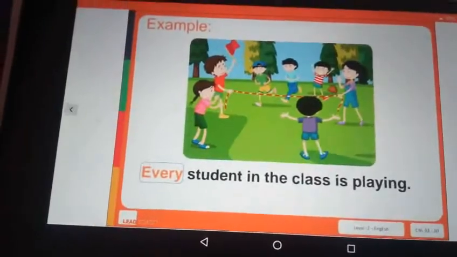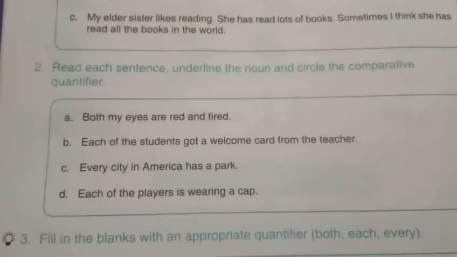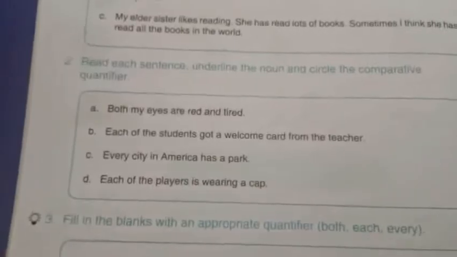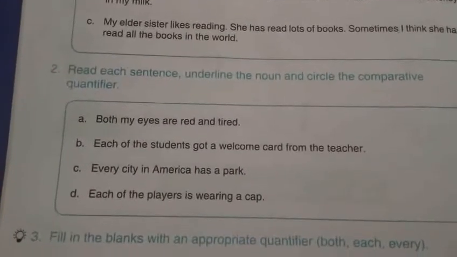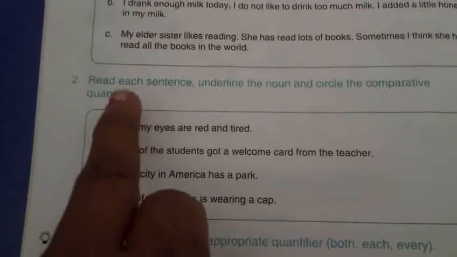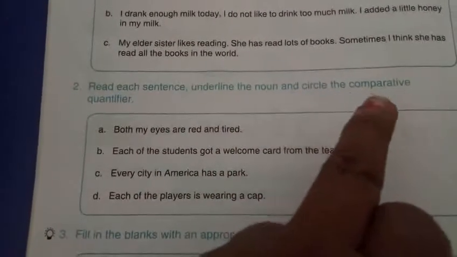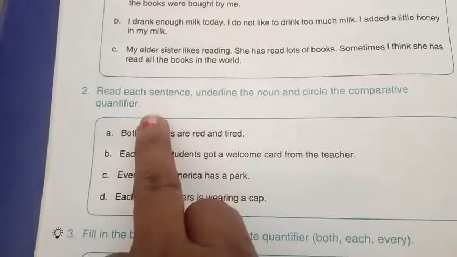What we learned in that CRL: every, each. Which words? Both, each, every. We have to do one worksheet from this. You will take worksheet number 14, question number 2. Read the sentence, underline the noun and circle the comparative quantifiers.